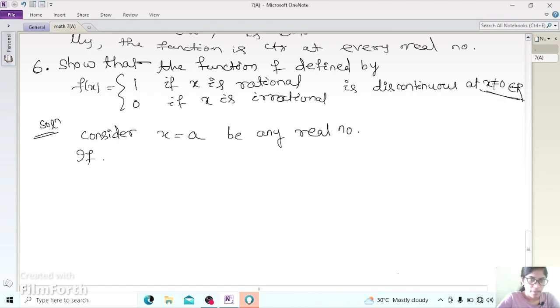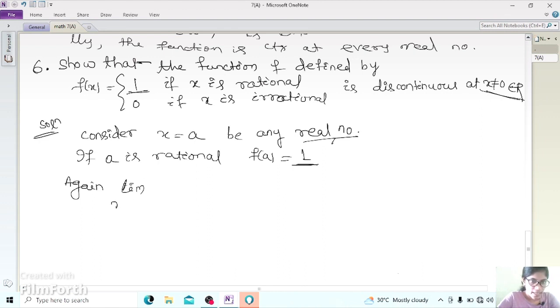Okay, if a is rational, then f of a is equal to 1, because for rational numbers the value is 1. Now we take the limiting value. If the limit value is 1 it is continuous, otherwise discontinuous. So we take the right hand limit: limit x tends to a plus f of x equals limit h tends to 0 f of a plus h.